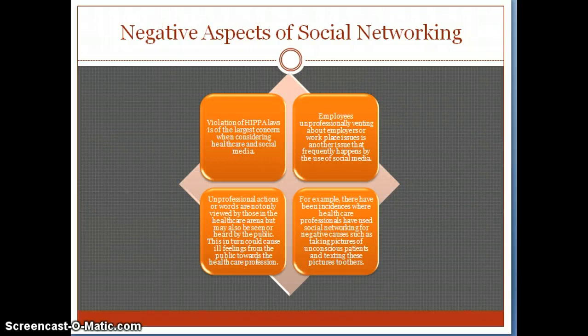Negative aspects of social networking. You have the positive, and yes, we do have negative aspects that we must discuss when it comes to social media and social networking. One of the most talked about issues of social networking is violation of HIPAA laws. This is the largest concern when considering healthcare and social media.